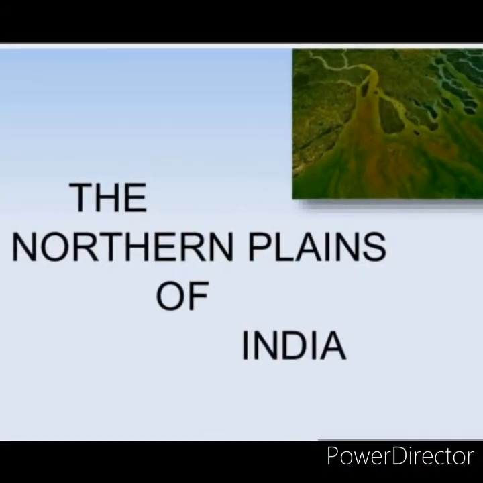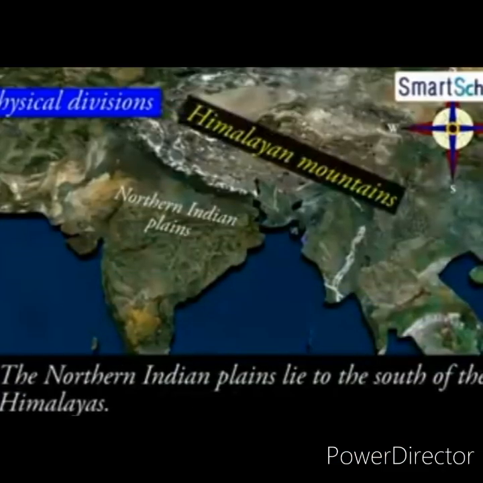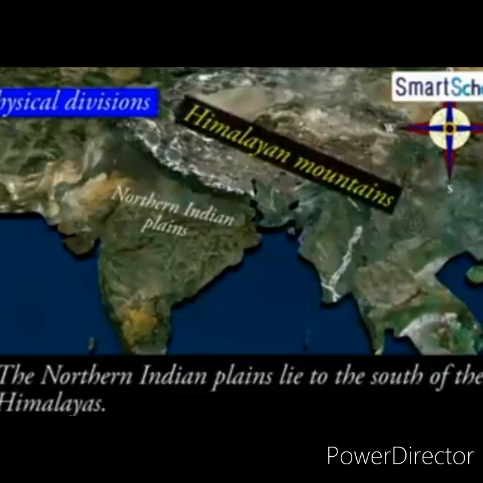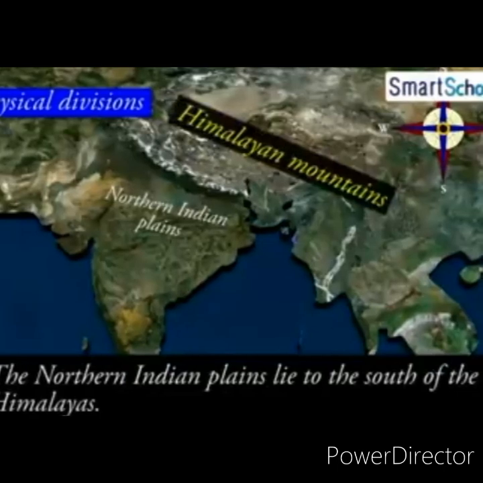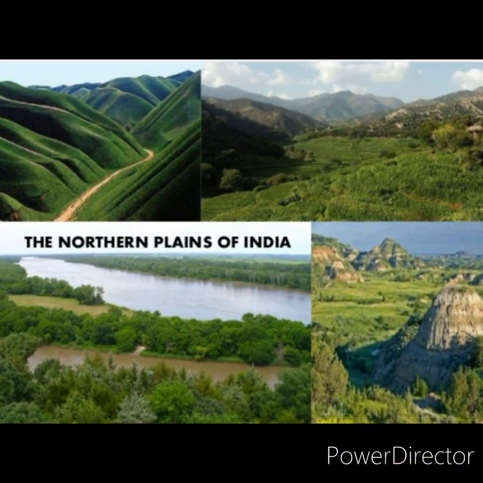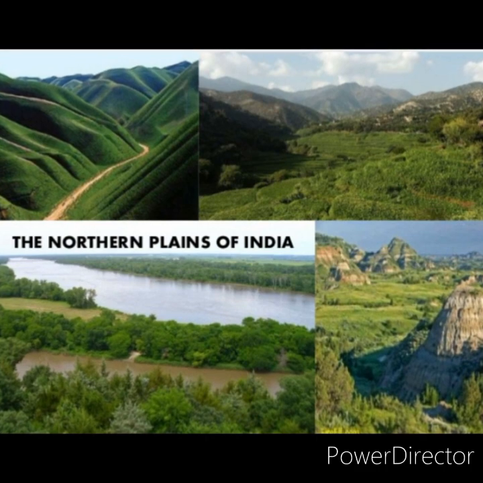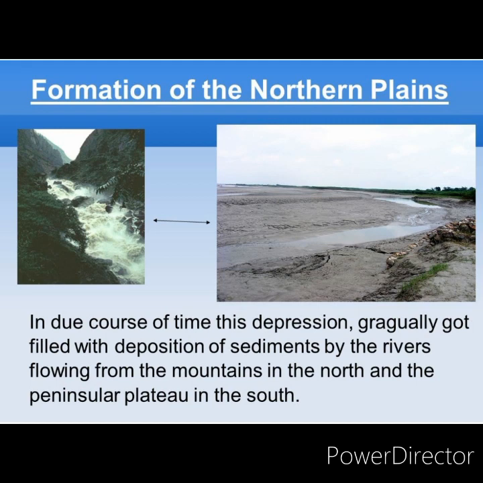Next is the northern plains. The northern Indian plains lie towards the south of the northern mountains, or we can say towards the south of the Himalayas and towards the north of India. The northern plains of India are formed by the alluvial deposits which are brought down by the rivers from the mountains. Alluvial means the sand and the soil that is brought down by the rivers. So these plains are made up of this sand and soil.